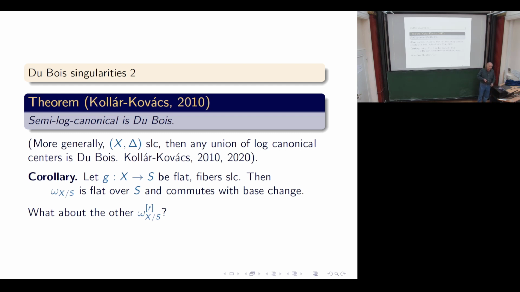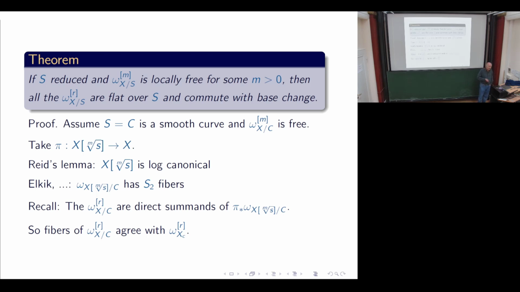Okay, now what about the other powers? And so from what I said so far, it would seem that this comes out automatically, but let me explain that in fact it does not. So let's start with the case when S is reduced and say the m-th power of the relative dualizing sheaf is locally free for some m. Yeah, I think I probably left out the assumption that the fibers have the semi-log canonical singularities. So then I say that all the other powers are flat over the base and commute with base change.